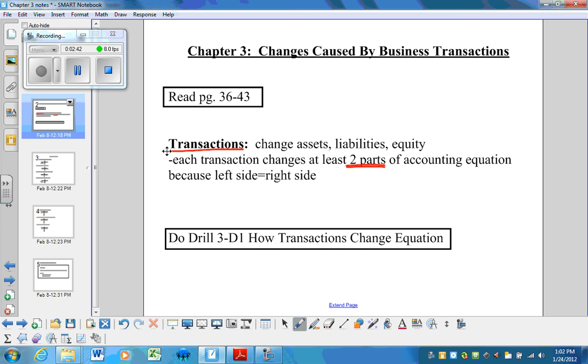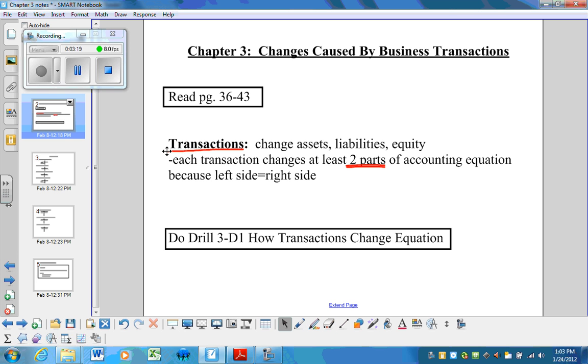Now, just to kind of jump ahead a little bit, you can make 2 changes on the left side, and it would still remain equal if one is a positive and one is a negative. Or you can make 2 changes on the right side as long as one is positive and one is negative, because they would cancel each other out. Or you can make a positive change on the left side and the right side, or you can make a negative change on the left side and the right side, and it would still be in balance.